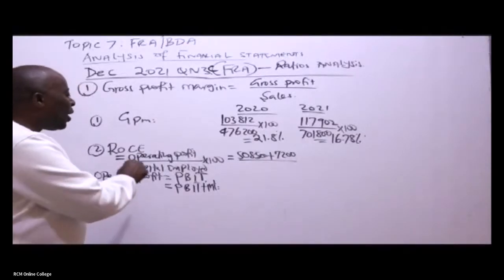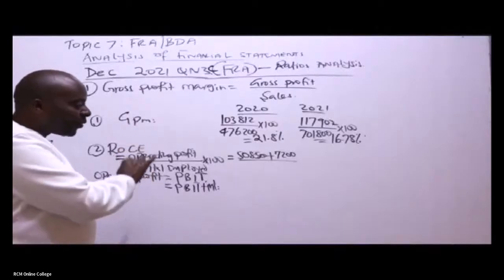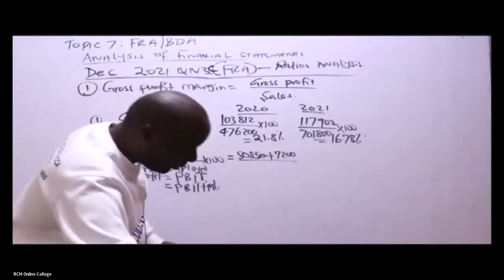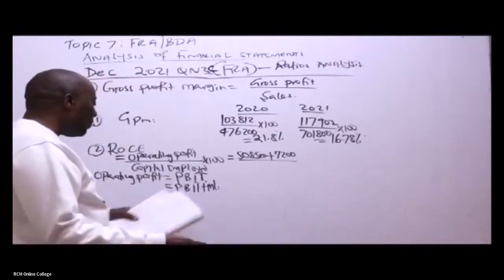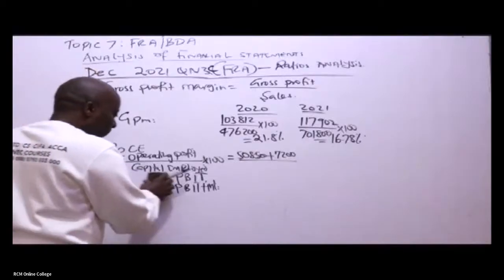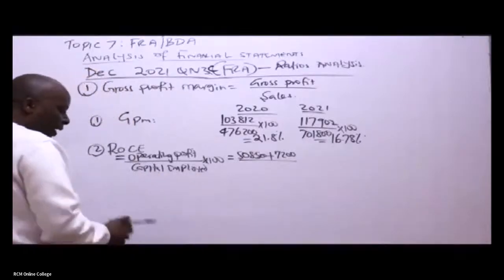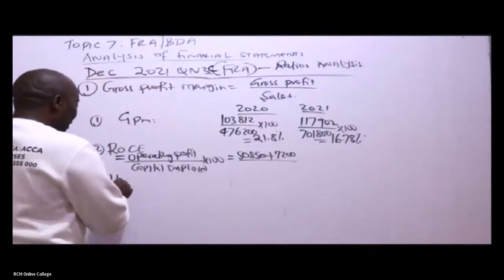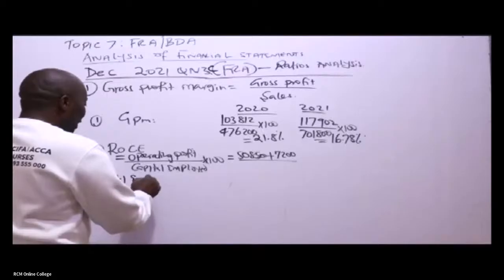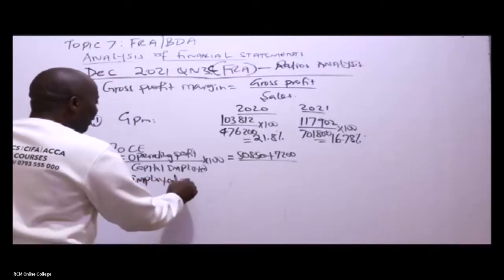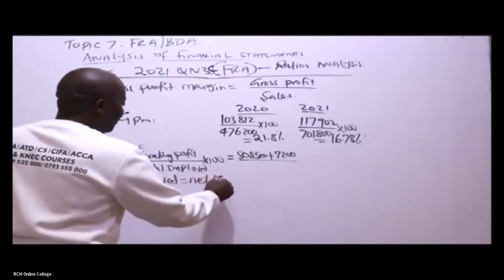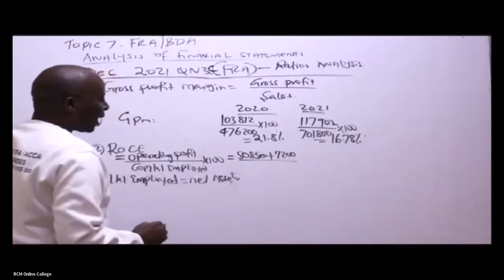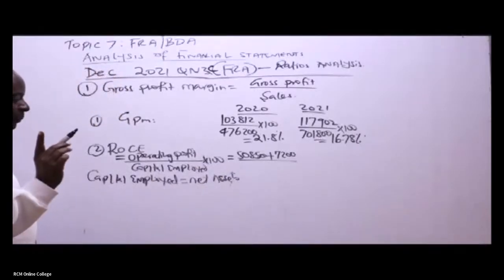All over, how about this capital employed? Please write your own notes very well. How about this capital employed? Again, here you have to be very, very careful. Whenever you hear capital employed, this is the same as net assets. Capital employed is the same as net assets.